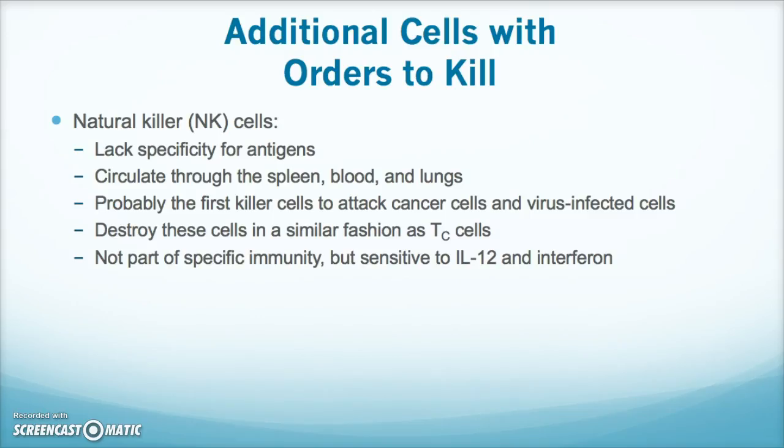We have a few other cells that can kill particular infected cells, much like a cytotoxic T cell. We have what are called the natural killer cells, and these are not a true part of that specific immunity because they don't have specificity, but they can attack cancer cells and virus-infected cells, and they work very similar to a cytotoxic T cell without the specificity. And they also don't have memory cells, but they are affected by some of the cytokines that are being produced, which would put them as a little bit part of straddling that specific immunity.